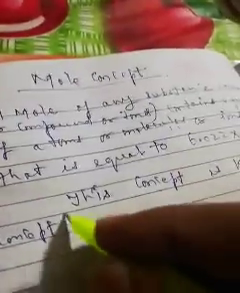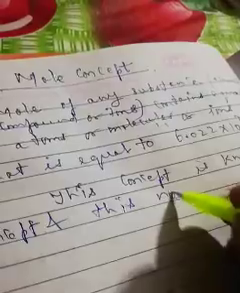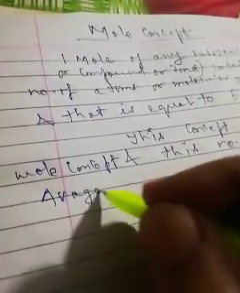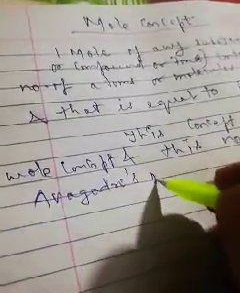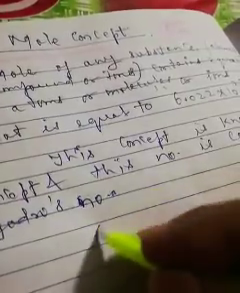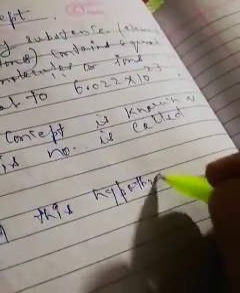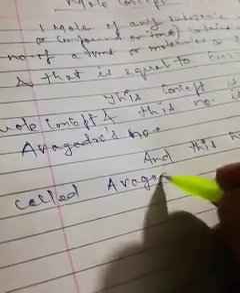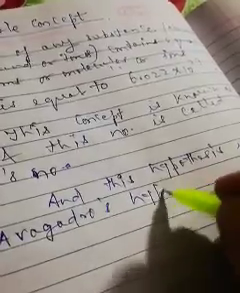And this number is called Avogadro's number. This hypothesis is called Avogadro's hypothesis.